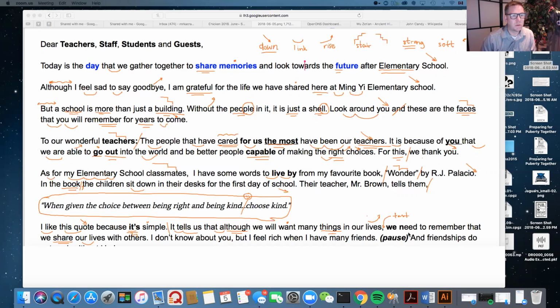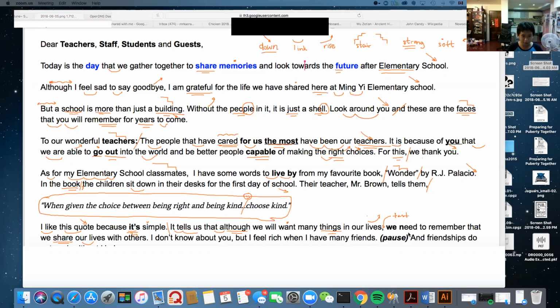Continue. Today is the day we gather together to share memories and look towards the future after elementary school. Although I feel sad to say goodbye, I am grateful for the life we have shared here at Mingyi Elementary School. But a school is more than just a building. Without the people in it, it is just a shell. Look around you, and these are the faces that you will remember for years to come.